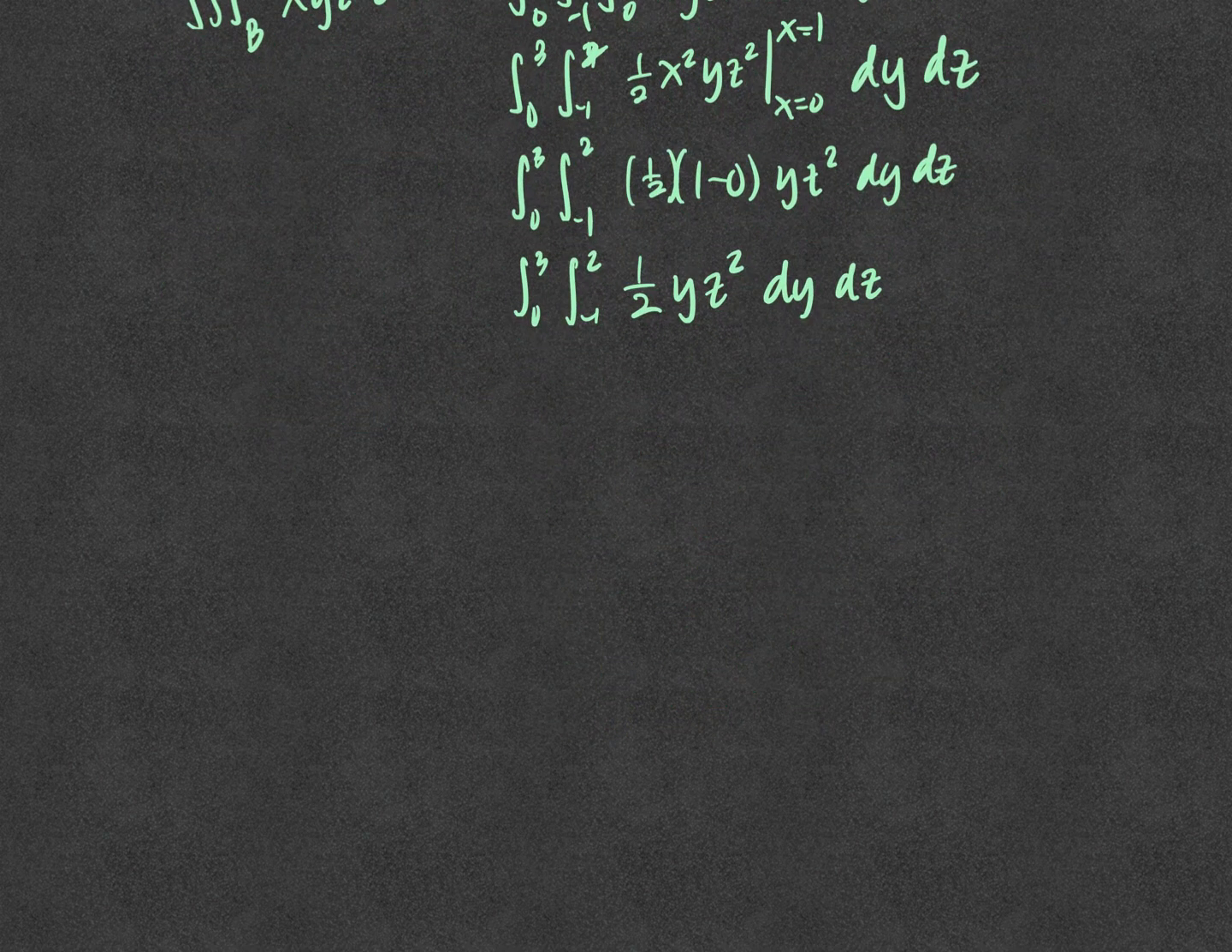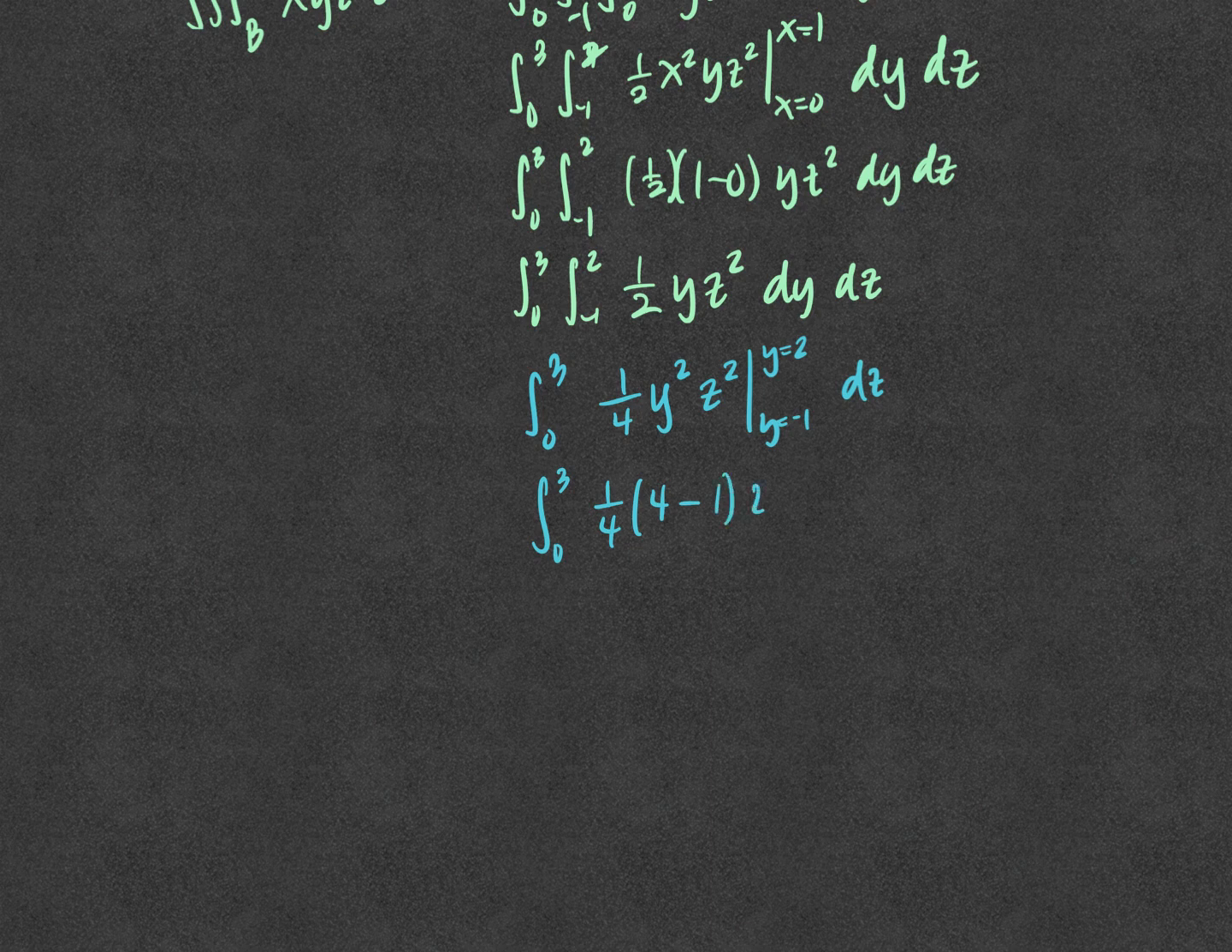I'm going to switch colors. We have 0 to 3. And we have 1/2, and then we have 1/2 when we integrate the y, so I'm going to call it 1/4 y squared, z squared, and this is y equals -1 to y equals 2, and then we're going to integrate with respect to z afterwards. So we have the integral from 0 to 3, we have 1/4, 2 squared is 4, minus 1 squared is 1, z squared with respect to z.